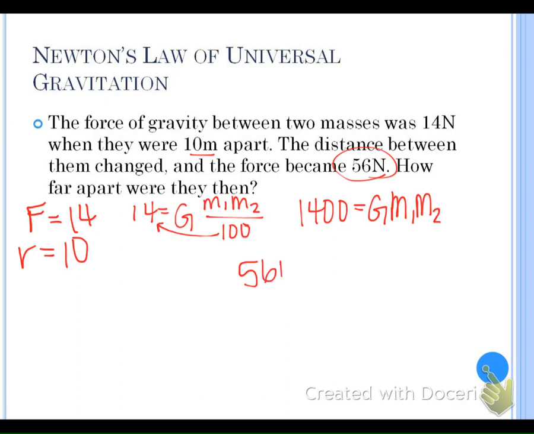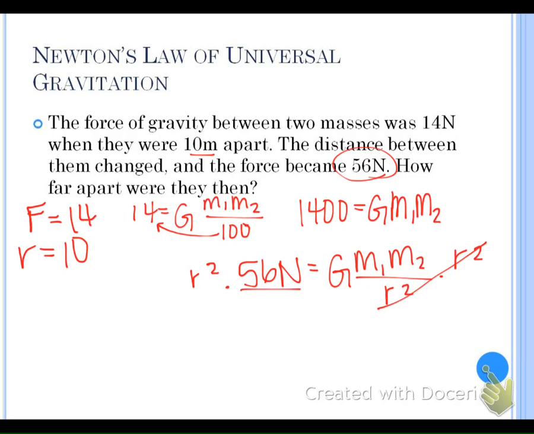Let's take a look at the second one now. 56 newtons equals G times M1, M2 over R squared. What am I solving for on this second problem? I'm solving for R. So now I have all kinds of variables that I don't have. To solve for R squared, I multiply both sides by it and divide by 56 to get R by itself. So now I have R squared equals G times M1, M2 over 56.